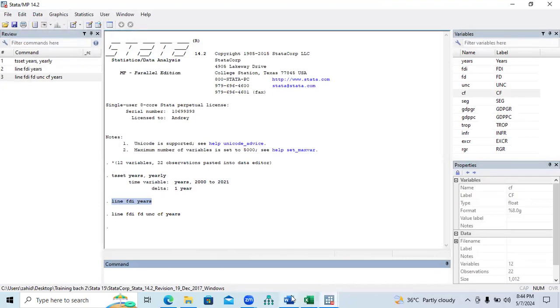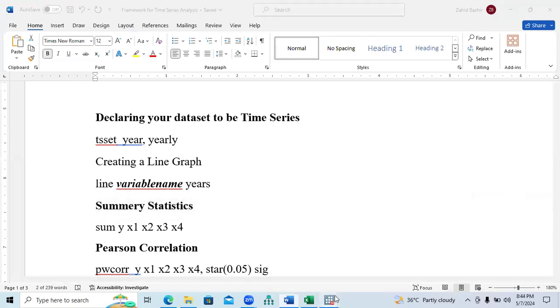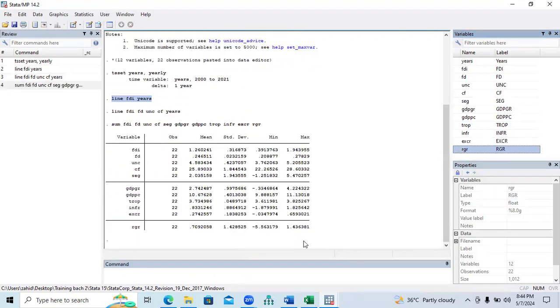Then the next thing is you can create the summary statistics of your variables, whether they are dependent or independent. You just need to write here sum, and you can put all of your variables here in order to create the important summary statistics of different variables like this. So it will show you the mean, the standard deviation, minimum and maximum, and the number of observations. There are 22 observations here. So you can see here the average value of all the variables along with their standard deviations, minimum and maximum.